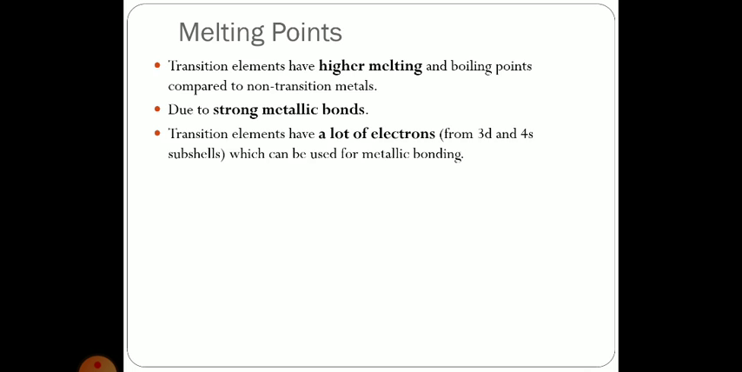Considering the melting points, transition elements have higher melting and boiling points compared to the non-transition elements due to strong metallic bonds. This is the reason why they possess high melting points. Again, we can say that transition elements have a lot of electrons, from the 3d and 4s subshells, which can be used for metallic bonding.